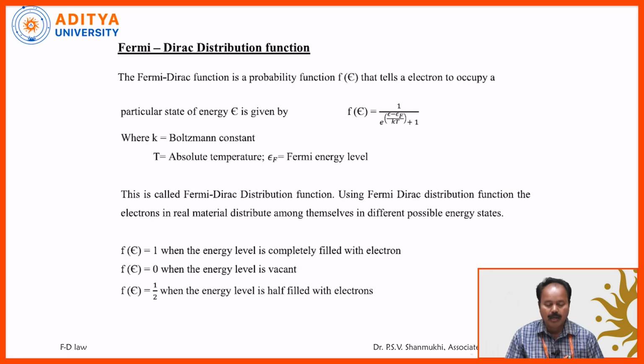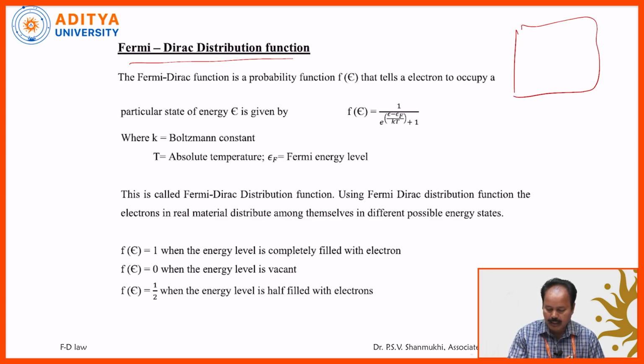Coming to the Fermi-Dirac distribution function, in a metal there exist so many valence electrons. As per the free electron theory, these valence electrons are free to move randomly. Suppose this is a metal containing so many free electrons like this. Now my target is to distribute these free electrons among various energy levels. How to distribute the free electrons?